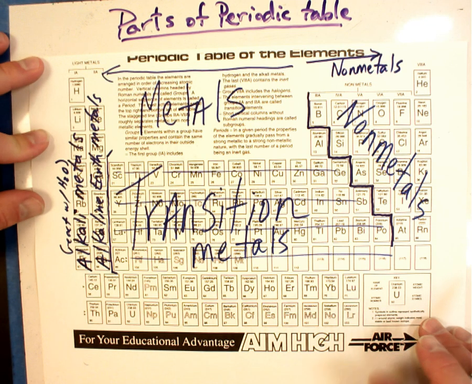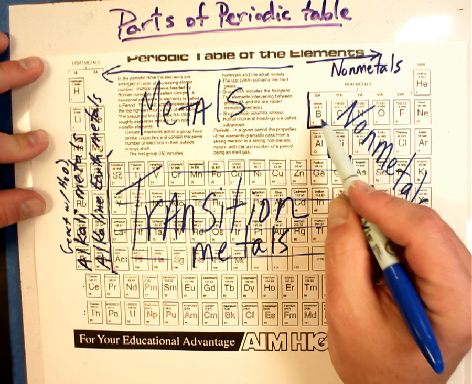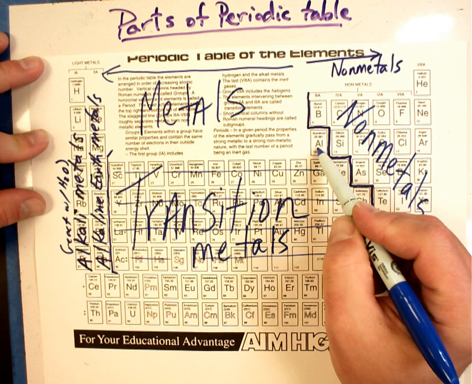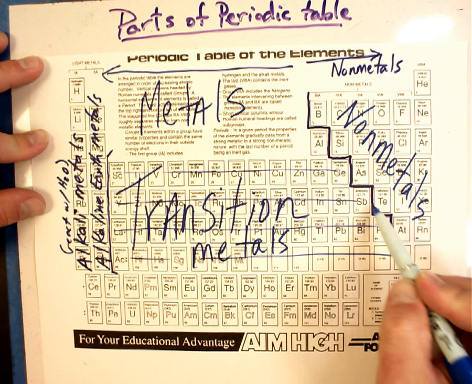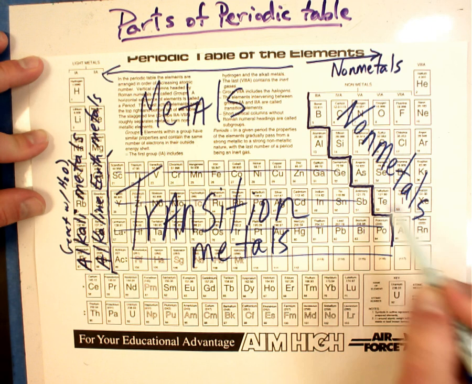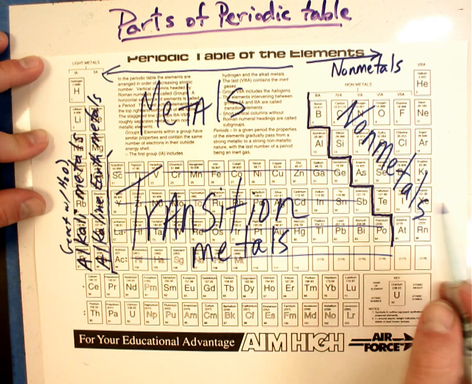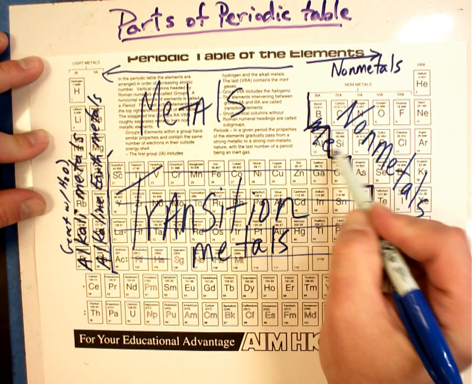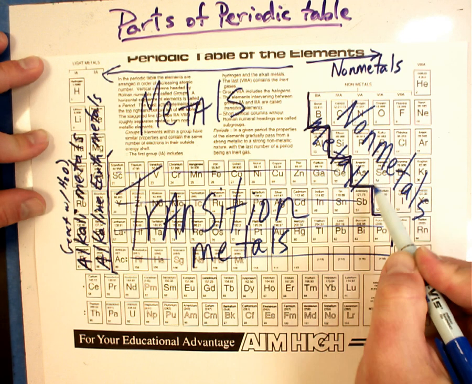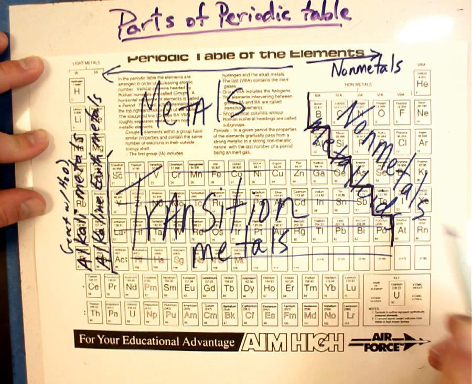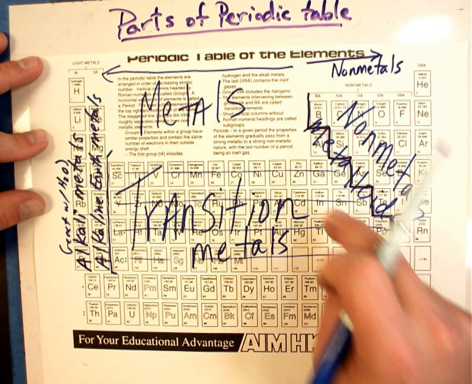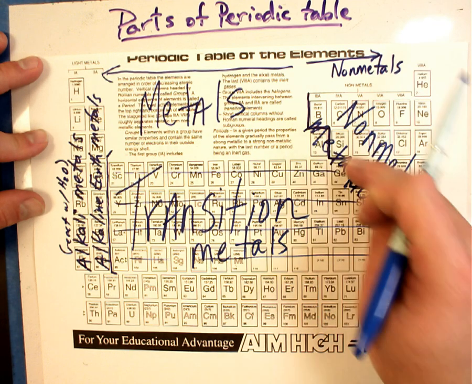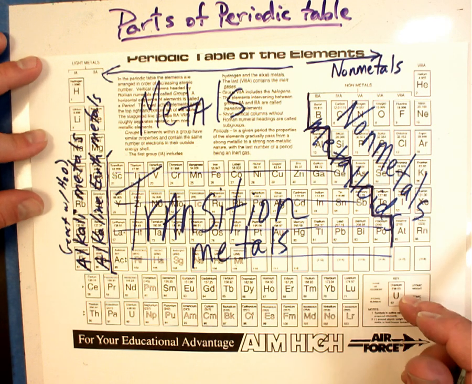Then there's a special name for the things that touch the stairs. Boron, aluminum, you'll see aluminum and silicon touch with a long side, germanium and arsenic, antimony and tellurium, polonium and astatine. These are what are called metalloids. Metalloids. They have properties of metals and nonmetals. They touch that stairs. So these are the things that can act like a metal or act like a nonmetal.